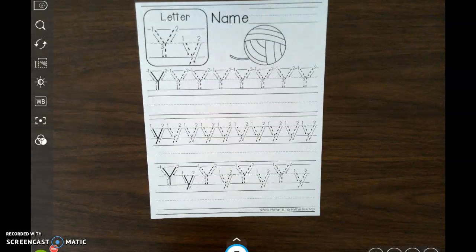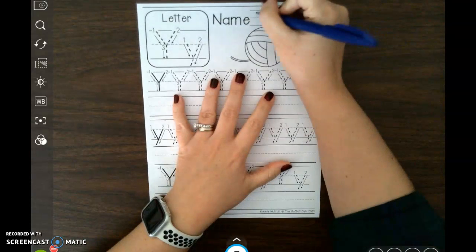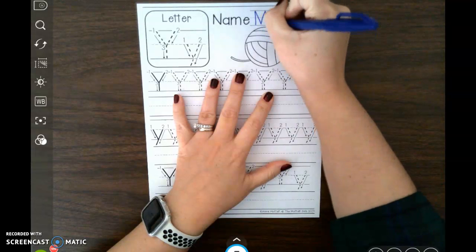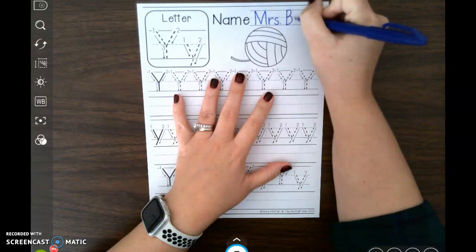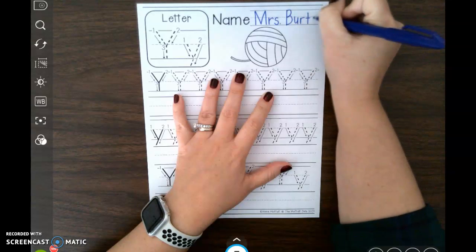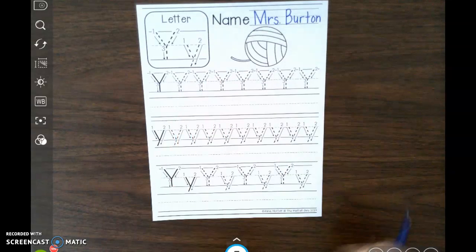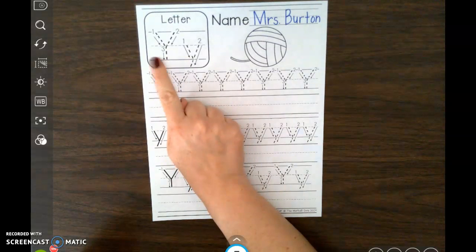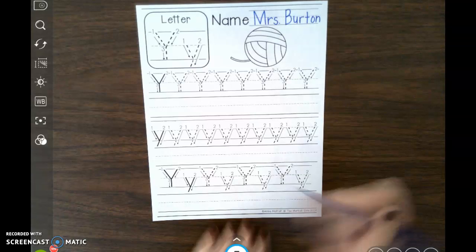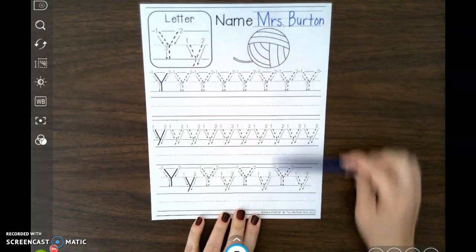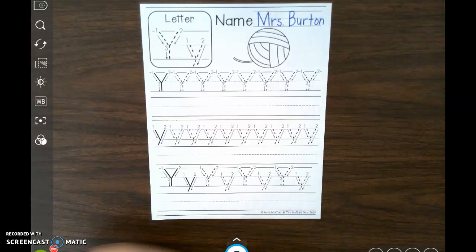It looks like this. We're going to use our pencil for this page because we use our pencil when we are writing. I'm going to put my name on the top. I'm using a marker so it shows up better, but you all use your pencil. First, I'm going to model how to make an uppercase and lowercase y for you up here and tell you the writing strokes, and then we're going to work through the rest of it and practice making those letters together.